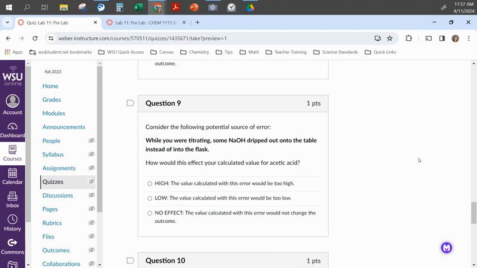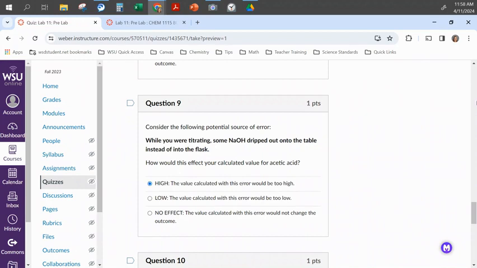Okay, number 9. Some of the sodium hydroxide drips out. So you're in the middle of your experiment, and some of it's coming out, but you already wrote down your initial value. So it will change it. It's going to make it higher than you thought.